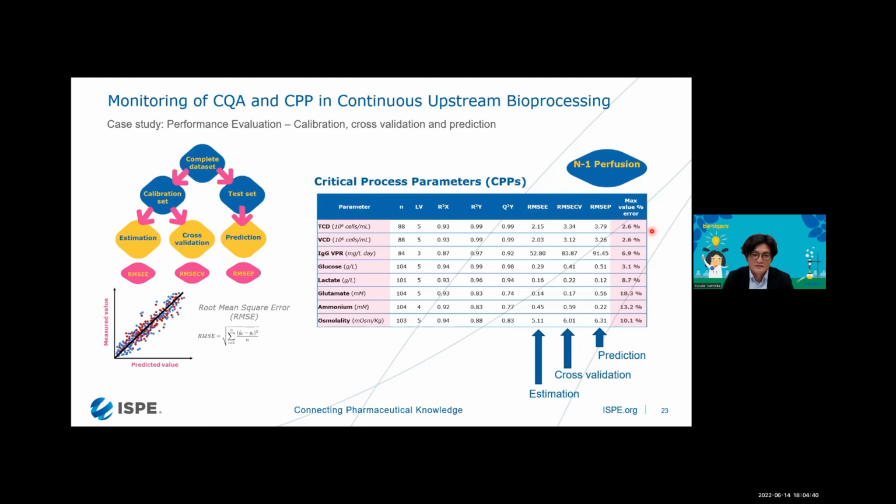In terms of TCD, VCD, and glucose monitoring, the error value is estimated at around 3% compared with the highest value of the range. This error value is very low, which means very high accuracy. On the other hand, for other parameters such as IgG and lactate detection, the error value is around 7 to 8%. For glutamate, ammonium, and osmolality, the error value is higher, more than 10%. So it means that the detection accuracy is really dependent on the target molecule.